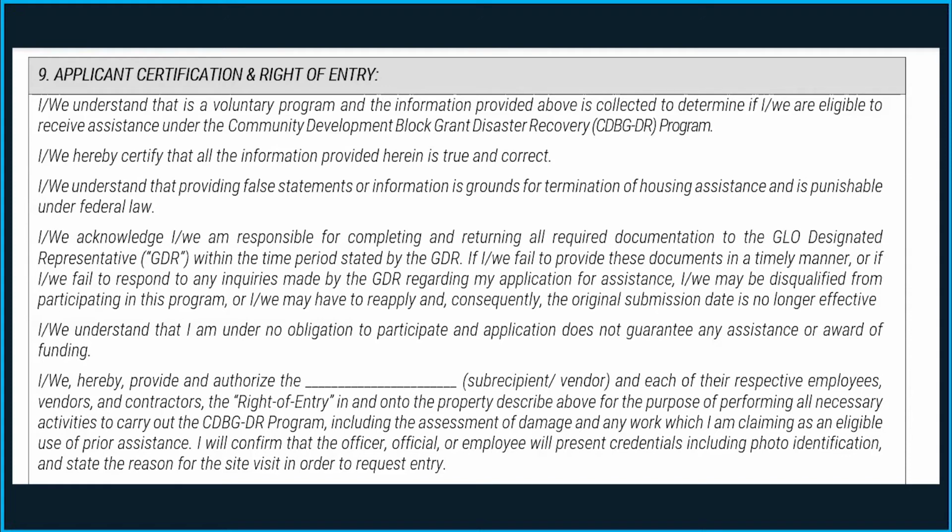I hereby certify that all the information provided herein is true and correct. I understand that providing false statements or information is grounds for termination of housing assistance and is punishable under federal law." By signing, the applicant is certifying that all information is true and correct, and if there are any false statements or information, it is grounds for termination and may be punishable under federal law. I acknowledge I am responsible for completing and returning all required documentation to the GLO designated representative within the time period stated by the GDR.